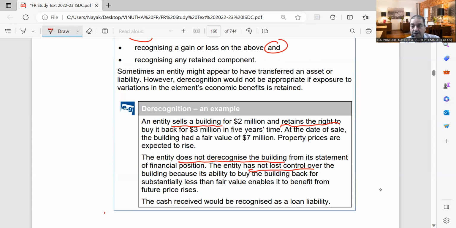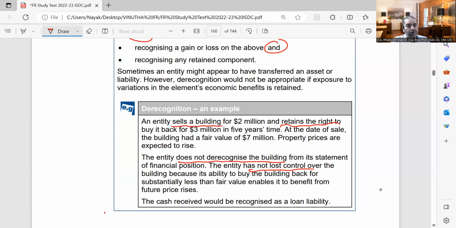But in international accounts, I told you, we are not concerned with ownership, we are concerned with control. So your building has been sold, but you have retained control of it by including a point saying that we retain the right to buy it back within 5 years for $3 million. So until 5 years, the entity will show it in its balance sheet, even though it has sold the asset. So selling of the asset has got nothing to do with recognition and derecognition.